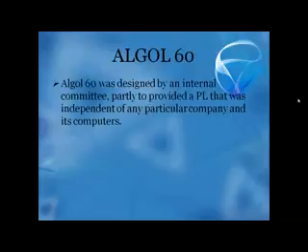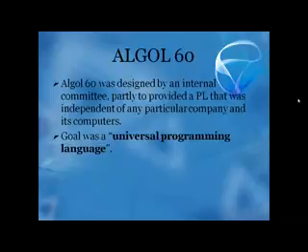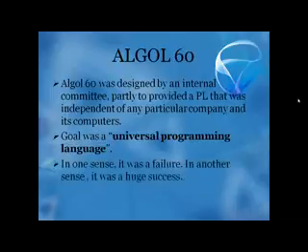ALGOL60. ALGOL60 was first implemented in May 1960. It was very different from ALGOL58. Errors were corrected in a revised report. ALGOL60's goal was a universal programming language. In one sense, it was a failure, and in another sense, it was a huge success.